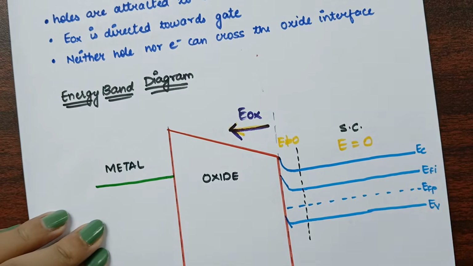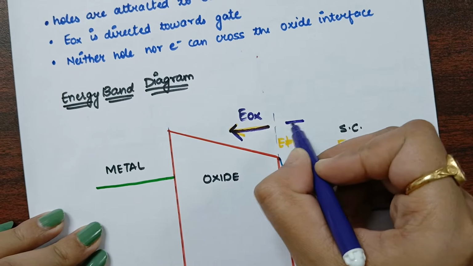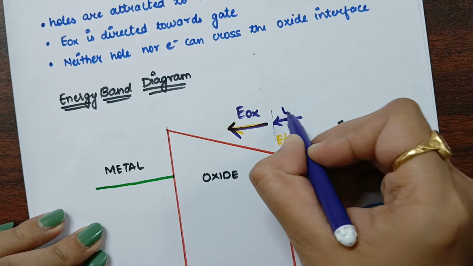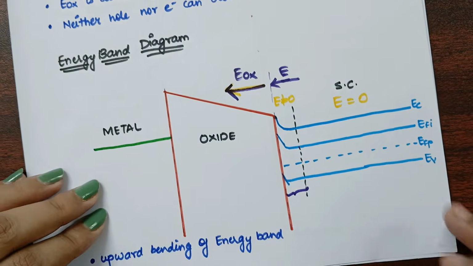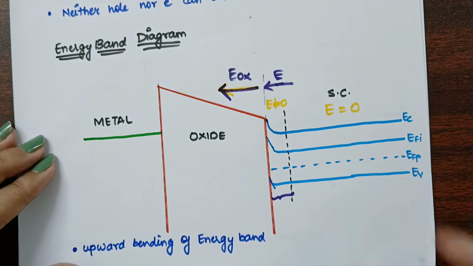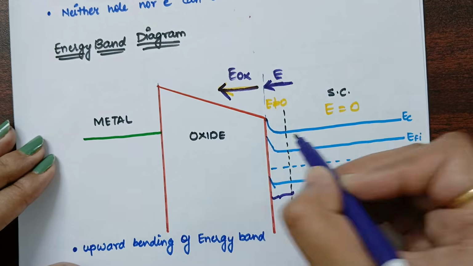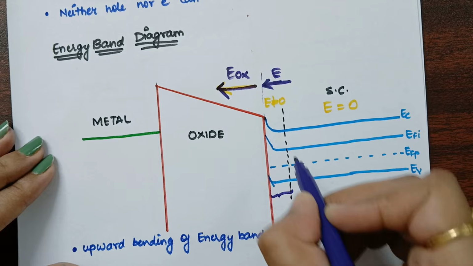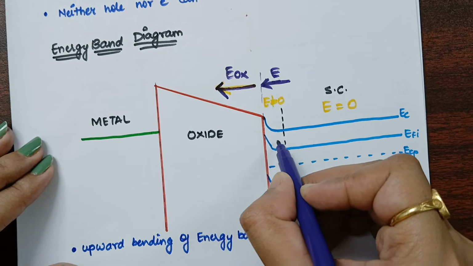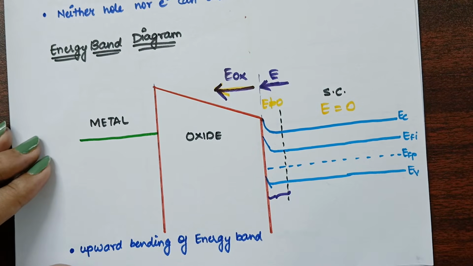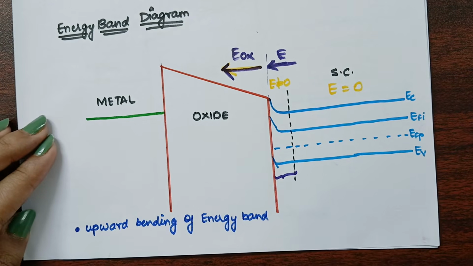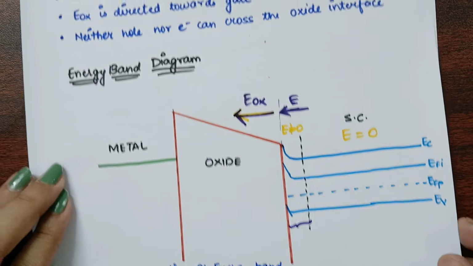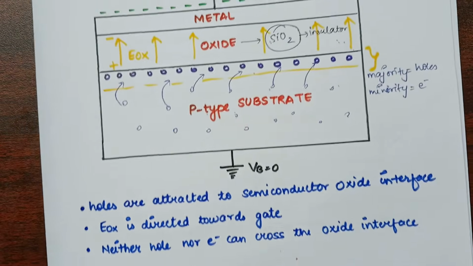Similarly, here also the electric field is in this direction. In this particular region, the electric field is present, so it will be in this direction, and hence the band will lift its head up. If the electric field is standing here, it will be in the upward direction. Is it clear? So you will observe an upward bending of the energy band in this particular region, and this is all in the accumulation region.